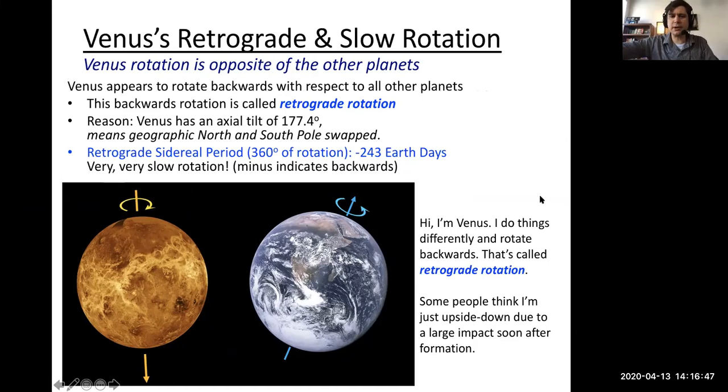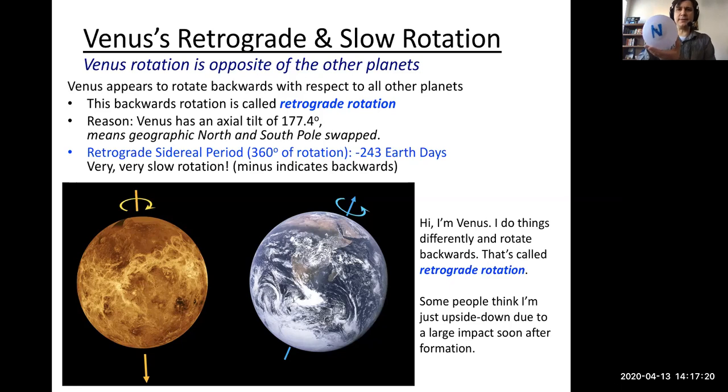If we were to look down at the North Pole of the sun and watch which direction all the planets rotate in, we would notice that the Earth is rotating counterclockwise. Mercury is rotating counterclockwise. Mars is rotating counterclockwise. Jupiter and Saturn counterclockwise. Uranus is on its side, which is a little bit strange. And Neptune counterclockwise. Venus is rotating clockwise. It's moving in the opposite direction of what we expect. We call this retrograde rotation.